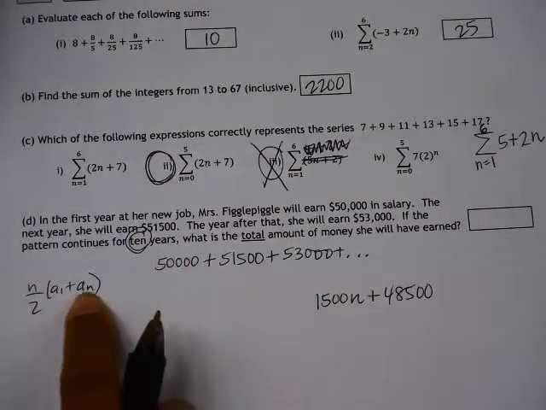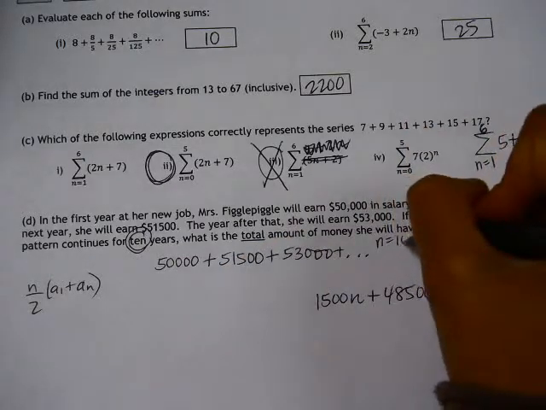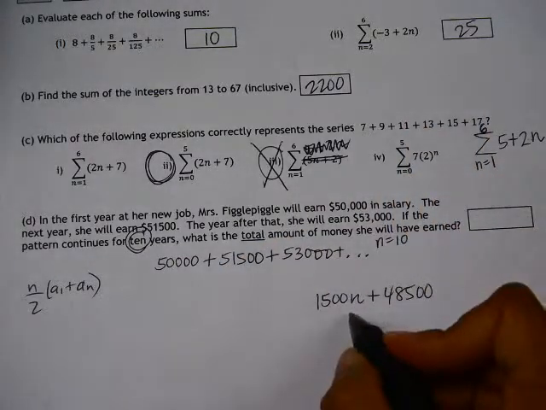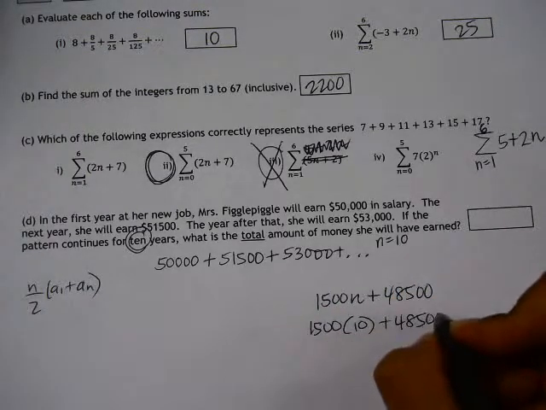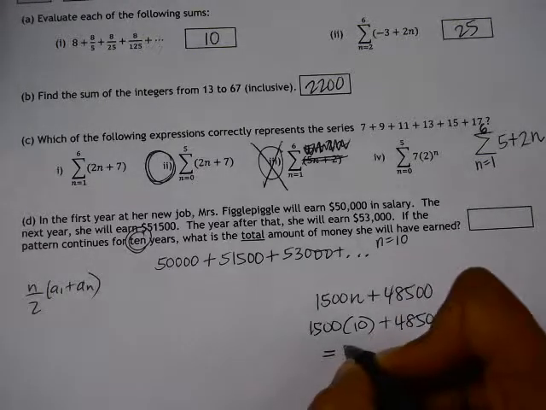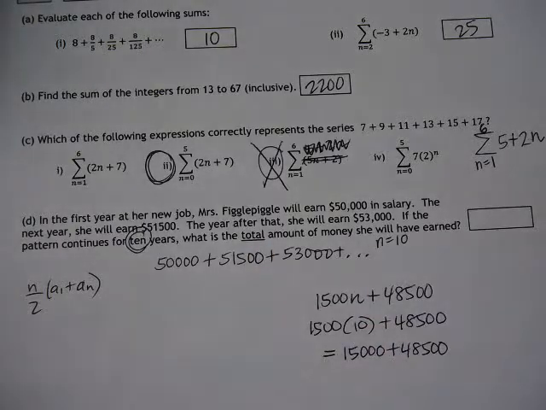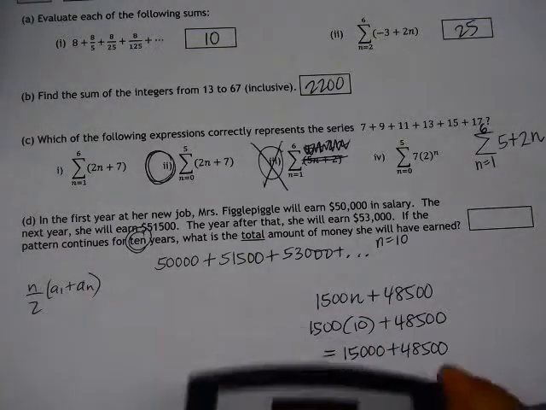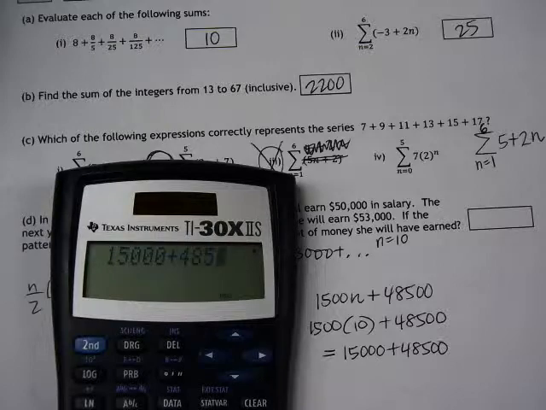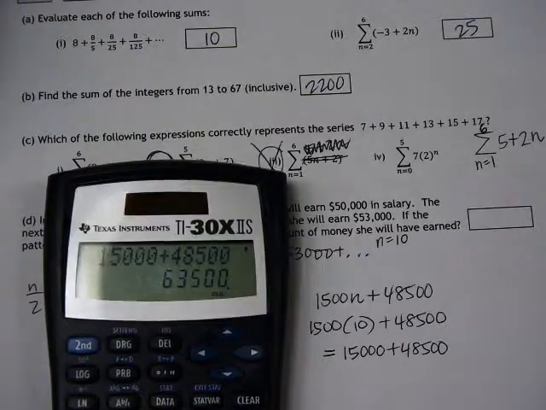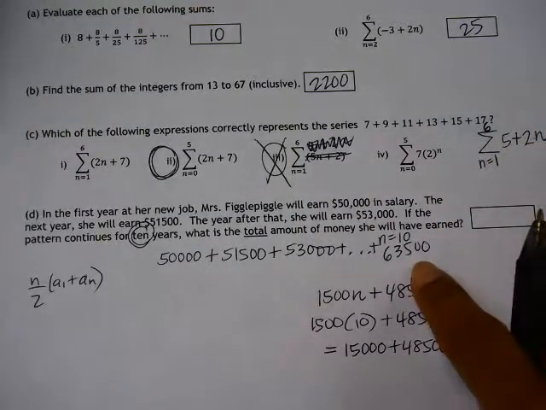Well, in order to find the ending term of the series, I need to plug in n equals 10. So when n equals 10, which is the last year, I'm going to calculate here 1,500 times 10 plus 48,500. So that would be 15,000 plus 48,500. Okay, so we'll just add those together. $63,500. So that's how much she makes in the last year, the 10th year.